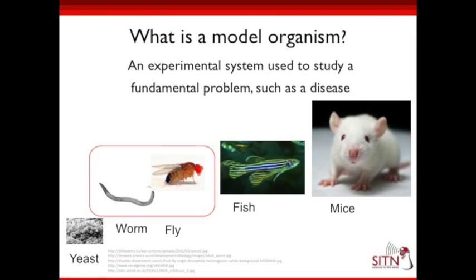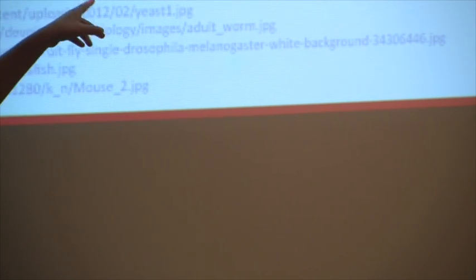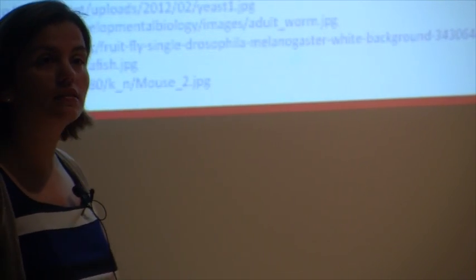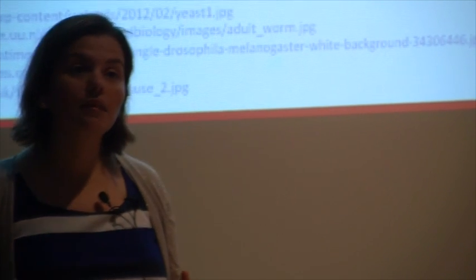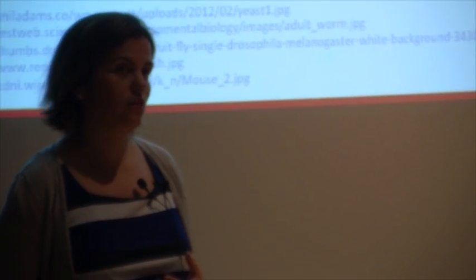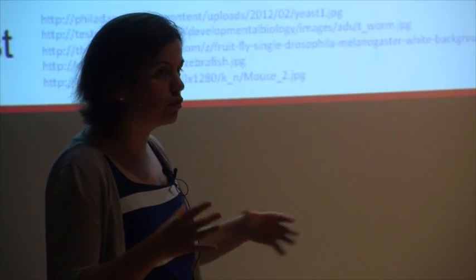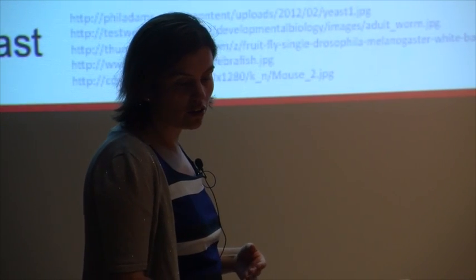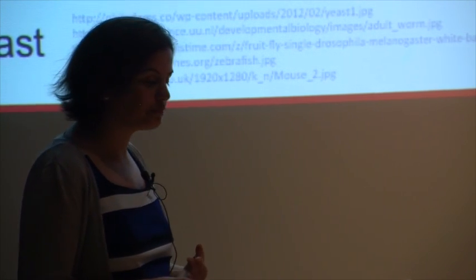So let's start with the first question. What is a model organism? Model organisms are small animals. You can talk about a model organism as a yeast, a worm, which in the lab is called C. elegans, a fly, a fish, and also mice. Any organism that today can be genetically manipulated is a model organism. For the purpose of time and to focus your attention, I'm going to be focusing mostly on work that has been done in the worm and in the fly.